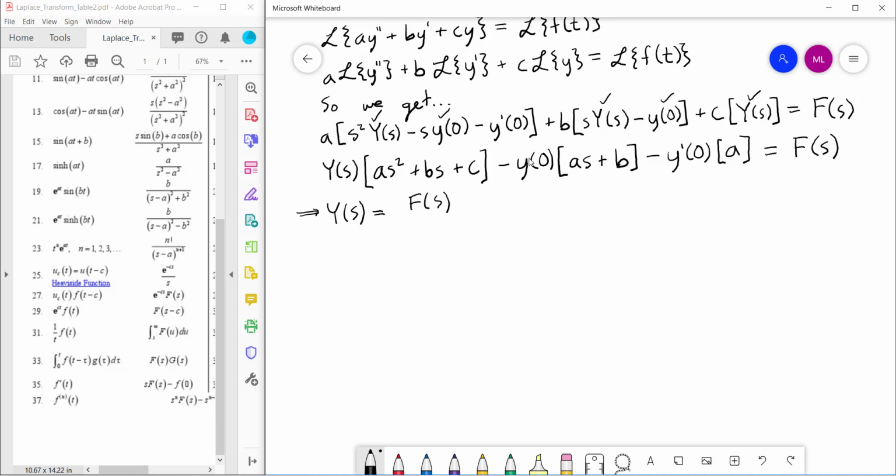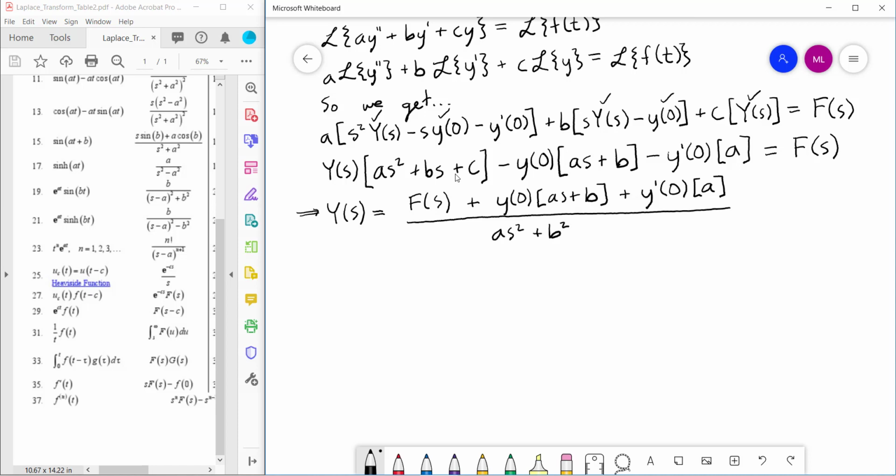And then I'm going to add these two terms over to the other side. So we're going to have plus our y of 0 times as plus b plus y prime of 0 times our a term. And all of these are going to be divided by this big mess here. So the whole thing will be divided by as squared plus bs, sorry, not b squared, plus bs plus c.